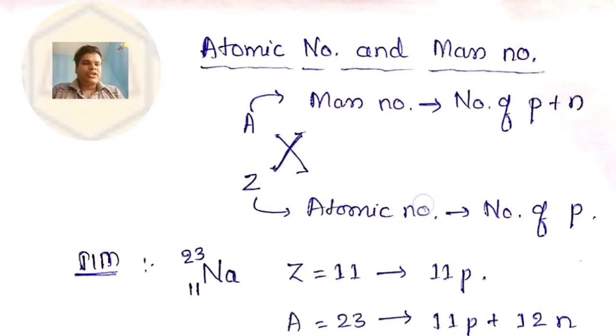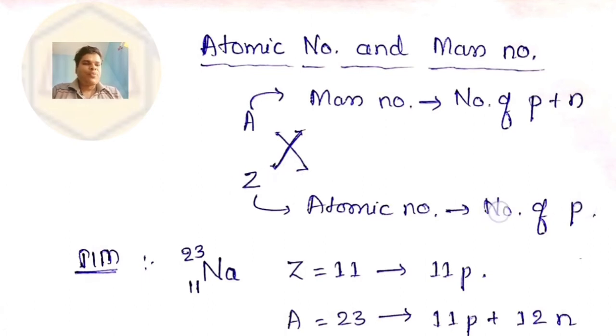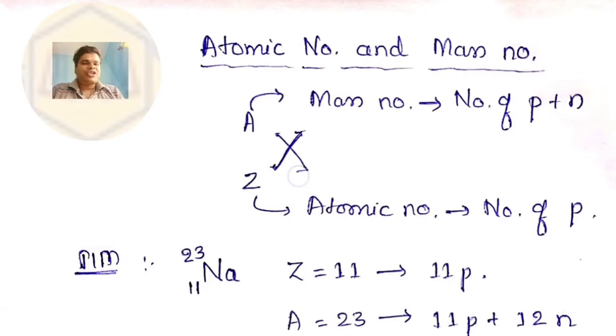Fine, what is this atomic number? All of us know that atomic number is simply the total number of protons present in the neutral atom, right? So when we take an atom, the number of protons in it will be directly called Z. Remember, not the number of electrons, the number of protons by definition is Z.